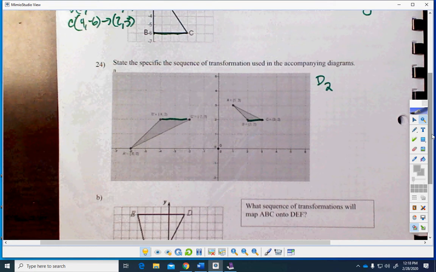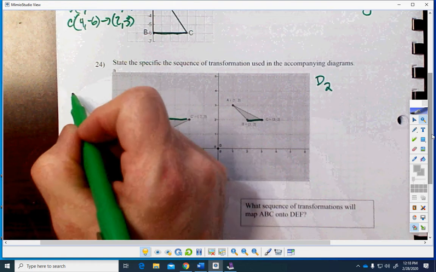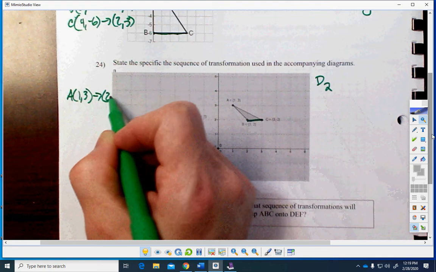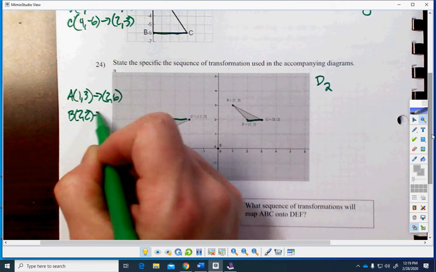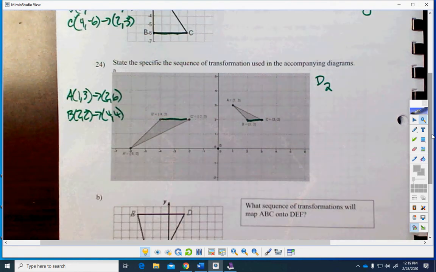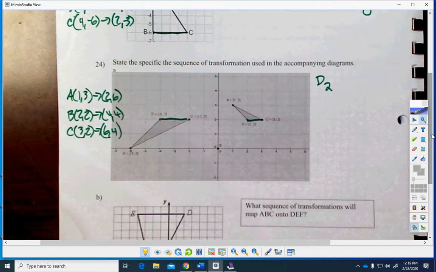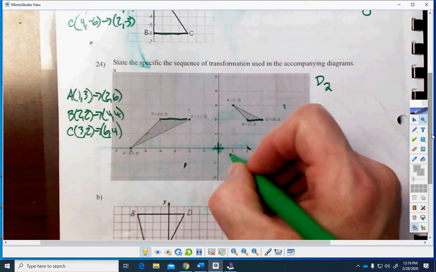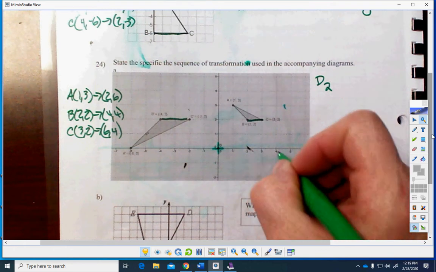Let me calculate where that's going to end. So I'll write my points over here again. A at 1, 3 becomes 2, 6, because it's twice as big. B at 2, 2 becomes 4, 4. And C at 3, 2 becomes 6, 4. So 2, 6 is a little off the graph, but that's all right.